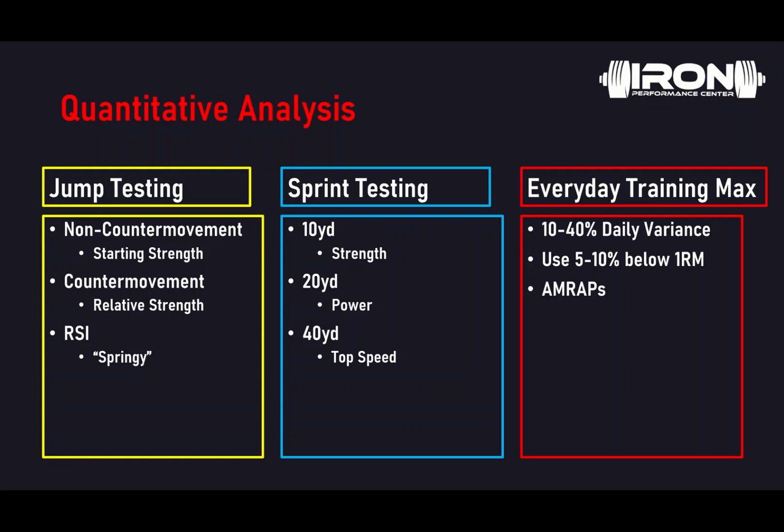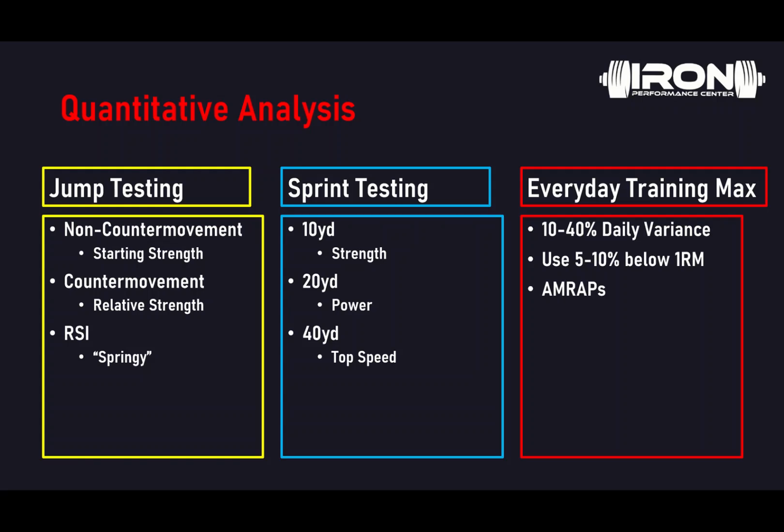Lastly, we'll use everyday training maxes. We know that there could be anywhere from 10 to 40% daily variance just based on life stressors, right? So if we know, let's say, our athlete's squat max is 100 kilos, on any given day we could see a drop of 10 to 40 kilos based on what's going on in their life.